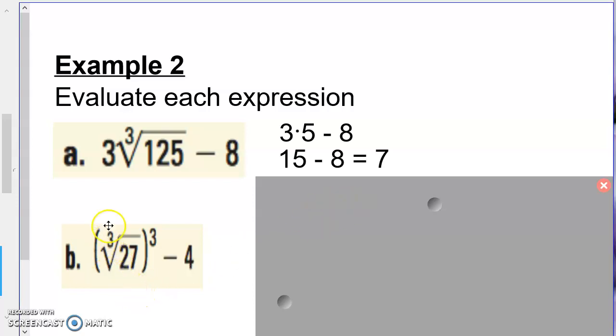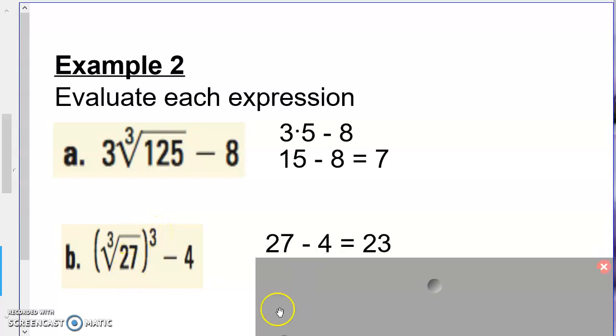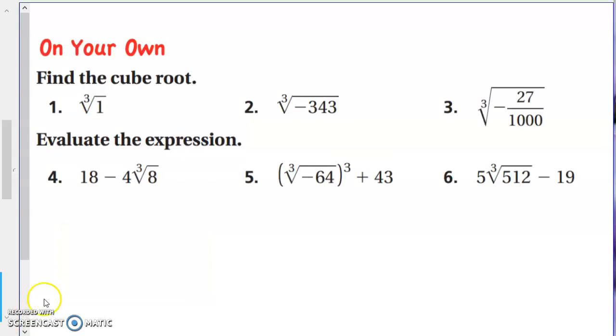Okay, B, the cube root of 27 cubed is just going to take me right back to the number 27. Because like I said in the beginning, these are inverse operations of each other. So cube rooting and then cubing is just going to take me back to 27. And then of course 27 minus 4 is 23. You can pause the video and try answering these ones on your own.